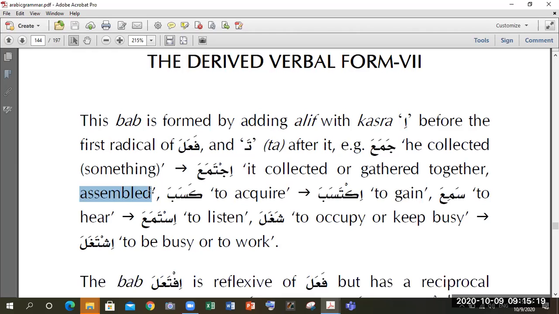We assemble, we gather. Yes, correct. We say he assembled a car, he assembled a robot, right? He made the parts and then put something together, right? So all these meanings are there: gathered, collected or assembled. It assembled, it gathered, like that.